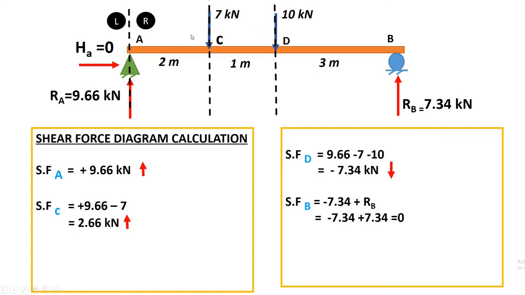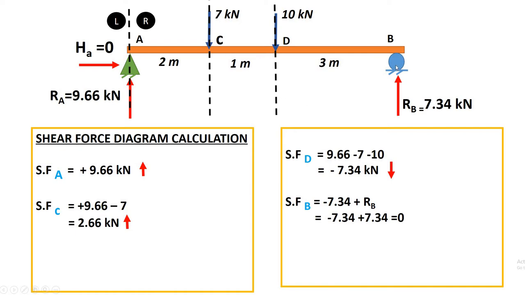Again, divide the beam into left part and right part. Our left part is DA, our right part is DB. Considering the left part, how many vertical forces do we have? One is 9.66, another one is 7, and another one is 10 itself, right? So let us carry out summation. 9.66 upward positive, minus 7 downwards negative, minus 10 downwards negative. So finally we will have minus 7.34 kilonewton shear at D, right?